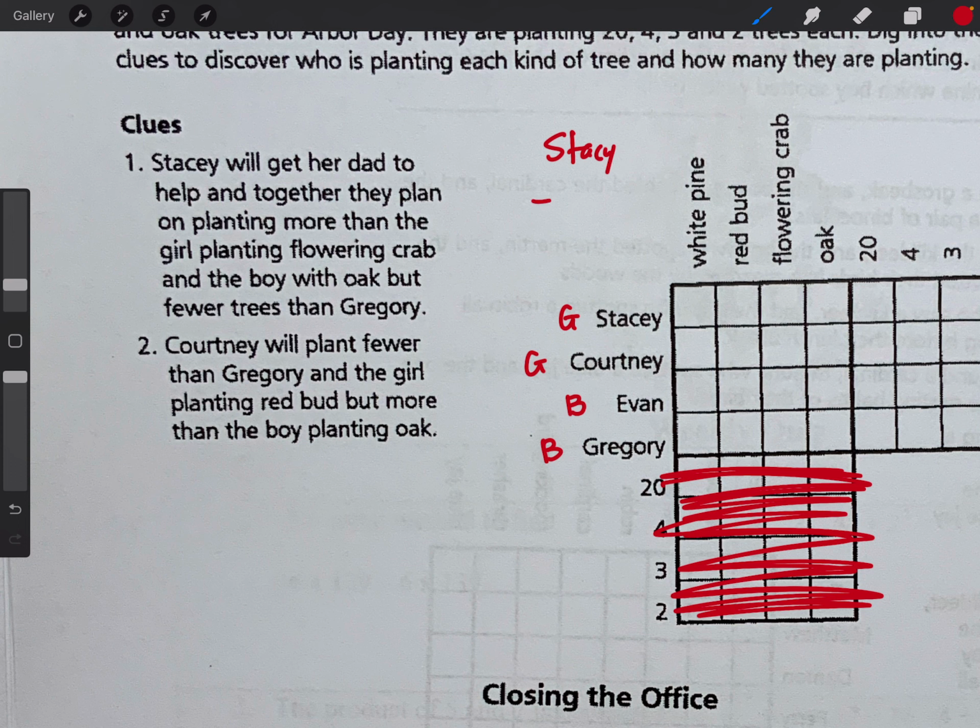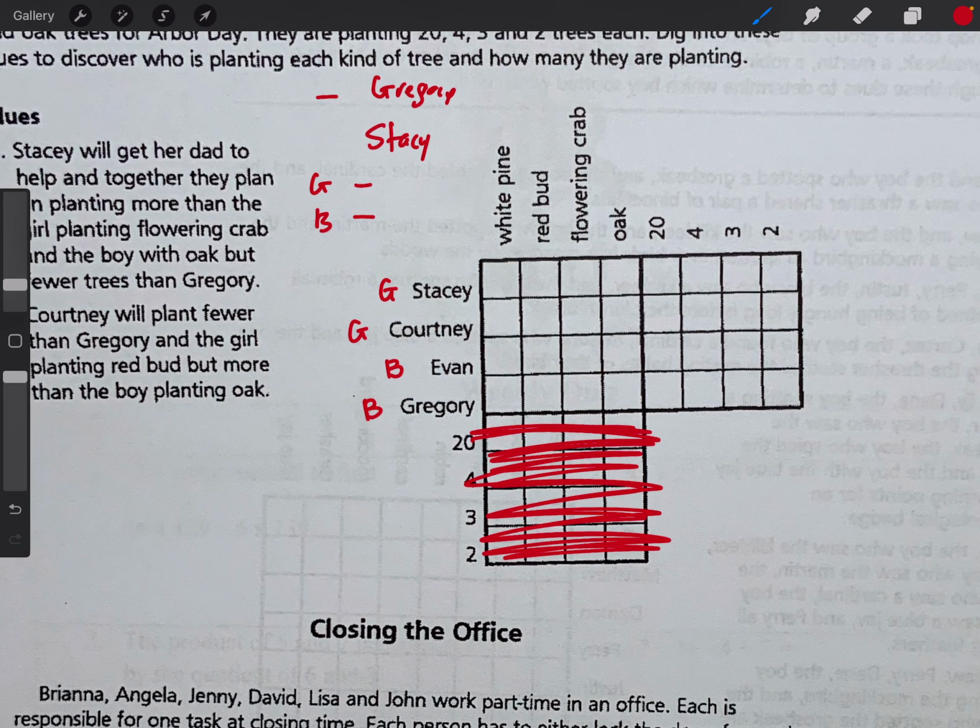So Gregory must be more than Stacy. That's Gregory there. So Stacy must be in the second position. This is first, second, third, and fourth. So that means that Stacy must be 4. And Gregory must be 20 because he's going to be the most.